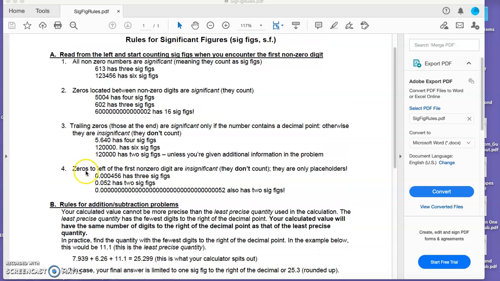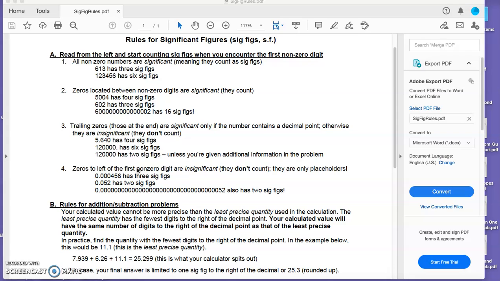And then the last rule, zeros to the left of the first non-zero digit are insignificant. So zeros to the left never count. Never ever count. So when I look at this one, 0.000456, the zeros don't count, but the 4, 5, and 6 do because of rule 1. Therefore, we have 3 sig figs. 0.052, again, the 5 and the 2 are significant, but the zeros are not because they're to the left. So that one only has 2 sig figs. And then we have this multitude of zeros, and 5 and 2. That also only has 2 significant figures because all the zeros are to the left.